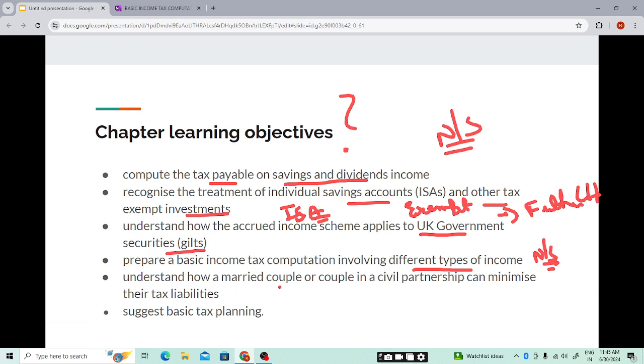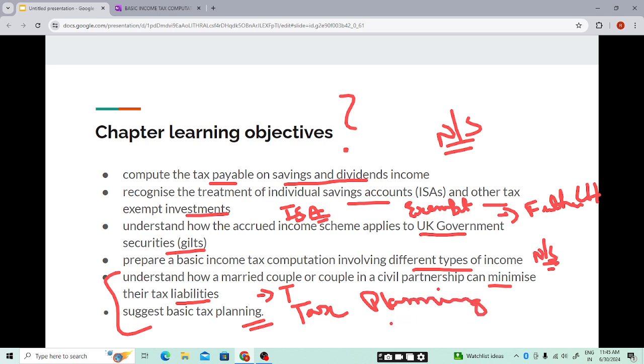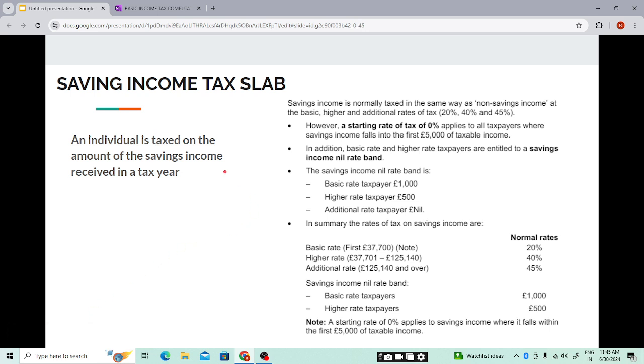Understand how a married couple or a couple in civil partnership can minimize their tax liabilities, that is tax planning. Both of these are tax planning questions. We'll be doing some tax planning questions on how a married couple can minimize their tax liability. So moving further, today we will be starting with the saving income tax slabs.